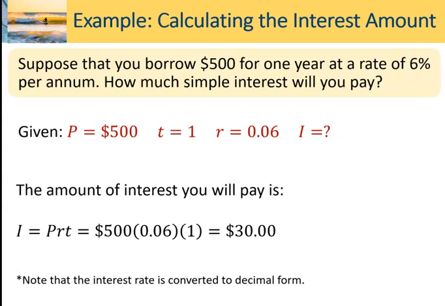So now we try our formula, I equals PRT. $500 times 0.06 times 1 is $30. So how much simple interest will you pay? You will pay $30. Remember to be able to put it in a sentence as well. Calculate what you're trying to calculate and then go back to the question to see what is being asked, so that you very clearly say what the answer is.